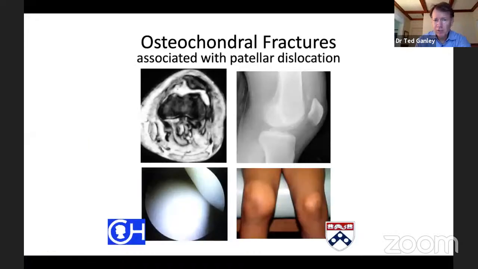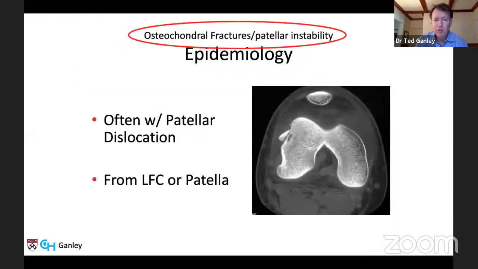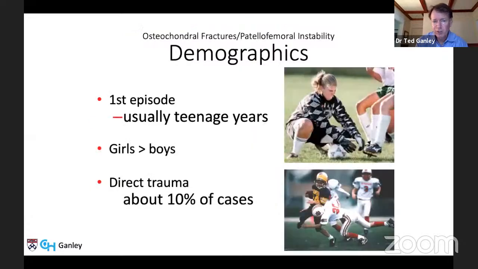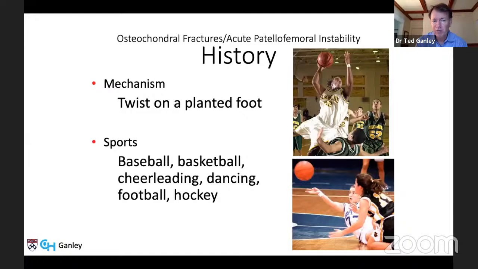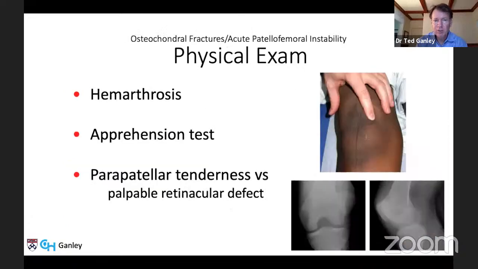So you can have osteochondral fractures associated with patellar dislocation. Min will cover this, I'm sure, but they can come from the patella or the femur, and can be from the lateral femoral condyle. If fragments are 2 centimeters or larger, I'll secure those. You can see the demographics of those patients. They get injured, twist on a planted foot, the sports involved, mechanical symptoms, catching and locking, point tenderness, pain and effusion, inability to bear weight.